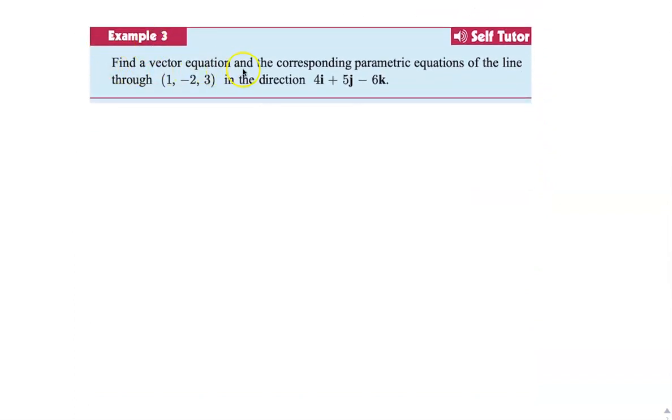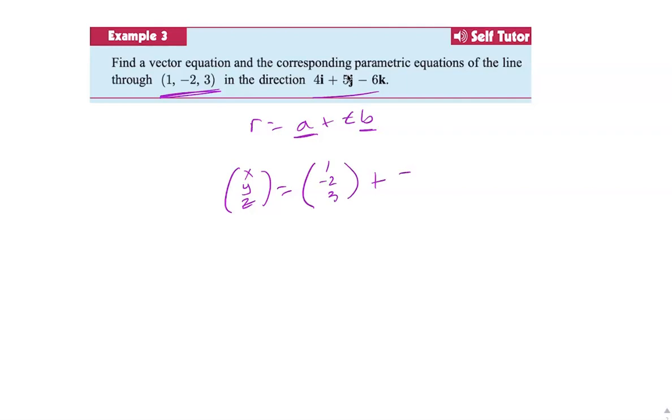So let's find a vector equation and the corresponding parametric equation of the line through (1, -2, 3) in the direction of 4i + 5j - 6k. So this is our initial point. Well, first let's put the formula down, right? The general formula is r equals a plus tb. This is the initial point, and this is the direction vector. Remember, that's the unit vector notation of it. We're going to rewrite it in a second. So we're going to say (x, y, z) equals the initial point (1, -2, 3) plus t times my direction vector, (4, 5, -6). So that's a vector equation.